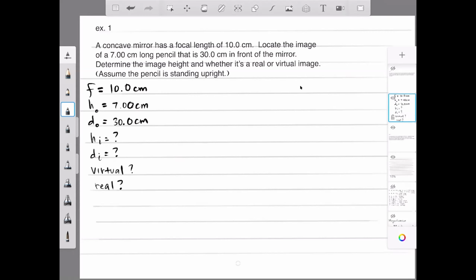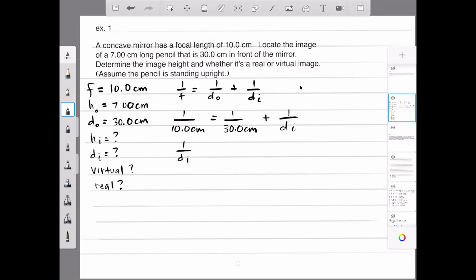Okay, let's start with dI. Remember, our equation is 1 over f equals 1 over dO plus 1 over dI. So we have 1 over 10 centimeters equals 1 over 30 centimeters plus 1 over dI. I'm going to place my 1 over dI on the left-hand side to make it a little easier, so I subtract 1 over 30 on both sides. I'm going to do 1 over 10 minus 1 over 30.